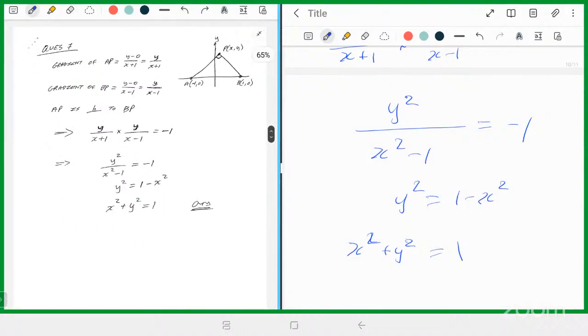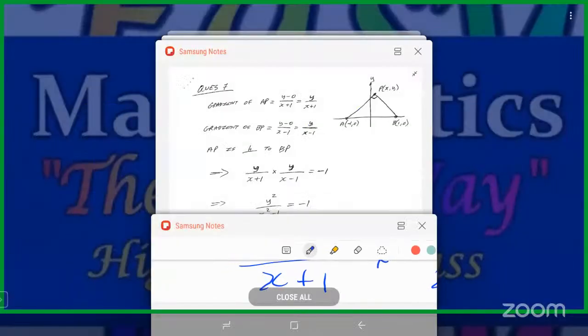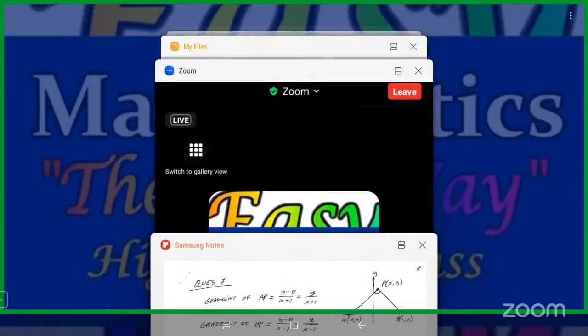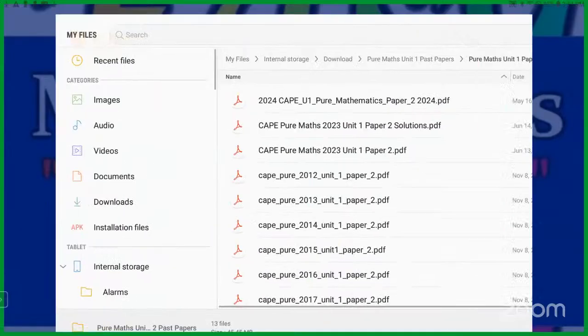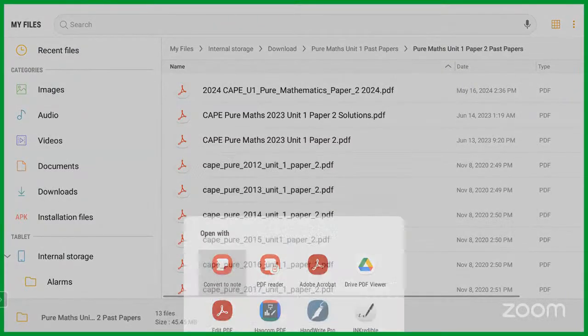Good, that's it. So now it's to find the ones on the past papers, and I'll give you a minute or two to try it, and then I'll do it, alright? So let's find the past papers now. As I said, it's not on every paper, so we're going to just search. So 2024.